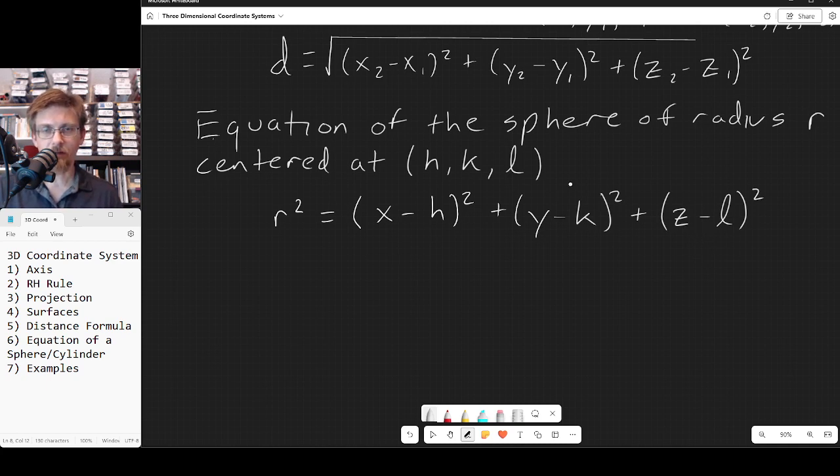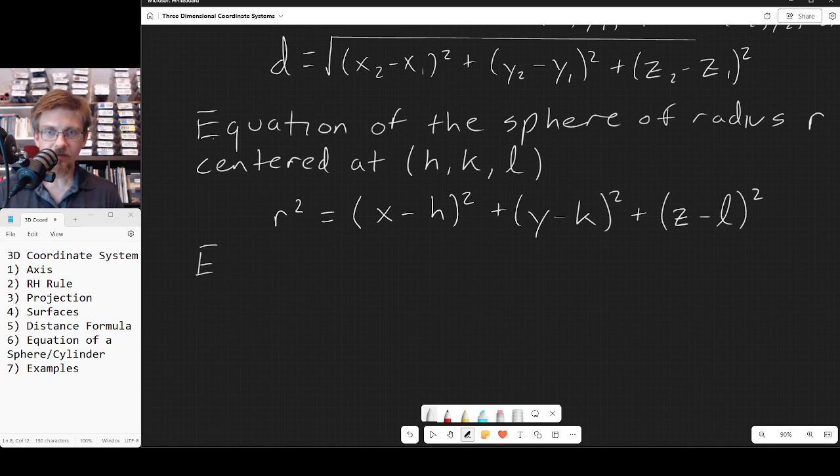And that's it. And so we're going to do a couple of problems here, and one of them will involve prepping a three-dimensional equation, three-dimensional relation, and turning it into an equation of a sphere. So we'll cover that in a second. The next thing I wanted to show was the equation of a cylinder.